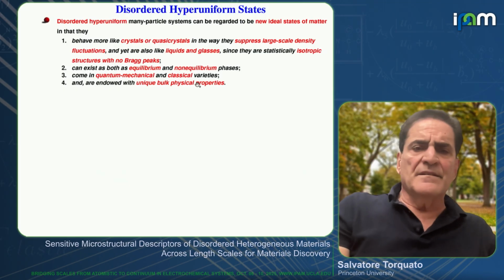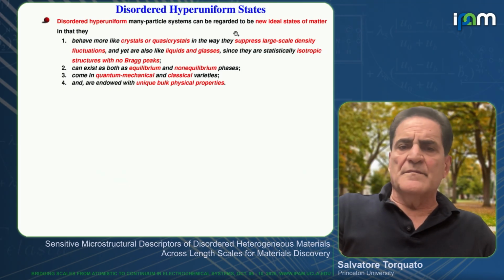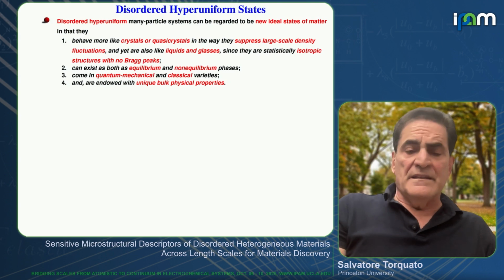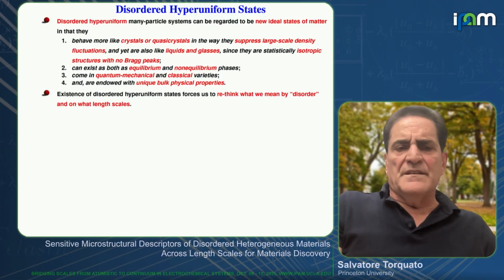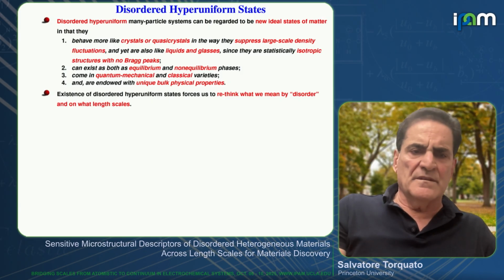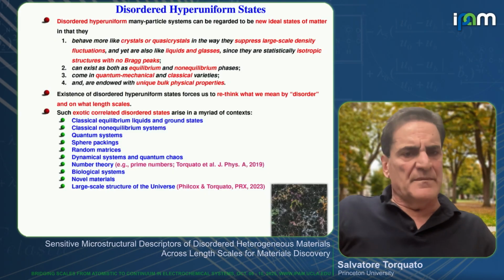like crystals. And in fact, disordered hyperuniform many-particle systems can be regarded to be new ideal states of amorphous matter because they behave more like crystals or quasicrystals in the way they suppress large-scale density fluctuations, and yet are also like liquids and gases since they're statistically isotropic with no Bragg peaks. They can exist as both equilibrium and non-equilibrium phases. They come in quantum mechanical and classical varieties, and they typically are endowed with unique bulk physical properties. So the existence of disordered states forces us to really rethink what we mean by disorder and on what length scales. And I'm going to come to that later.